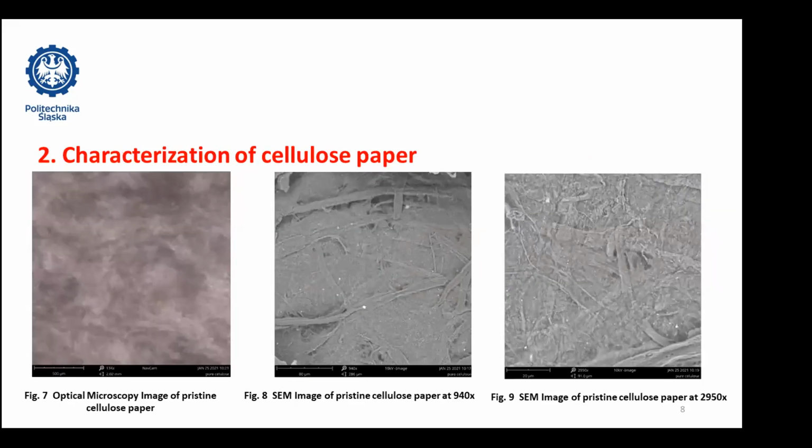So again, for characterization of the cellulose paper, we did optical microscopy and SEM microscopy. Optical microscopy doesn't reveal anything, but with SEM microscopy, you can clearly see these fibrous kinds of structures, and this is a clear indication, a perfect indication, of a cellulose material.